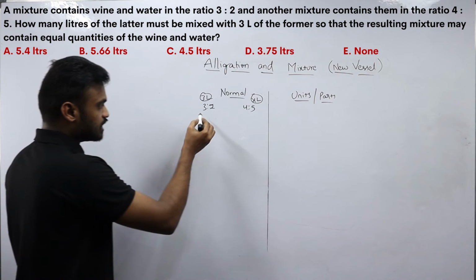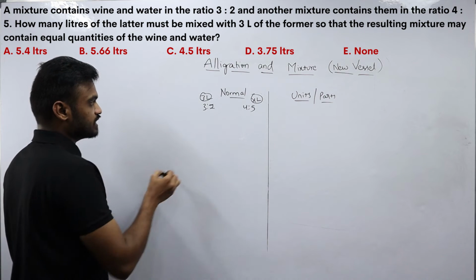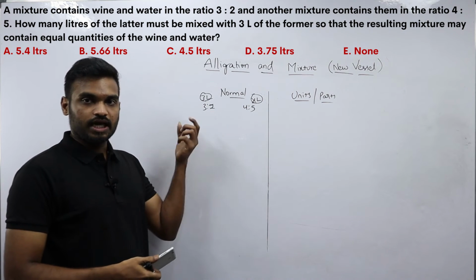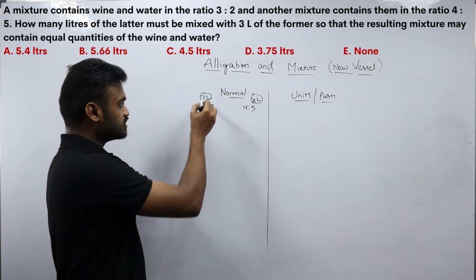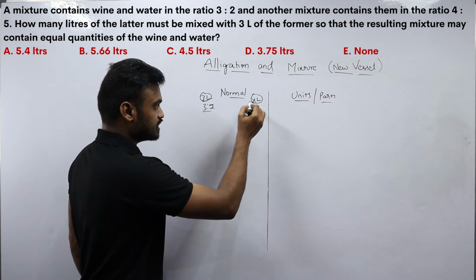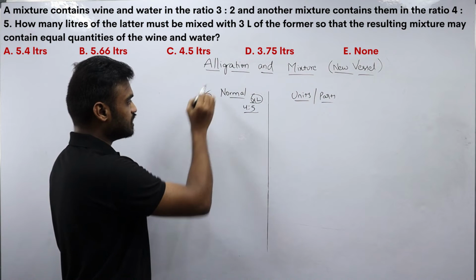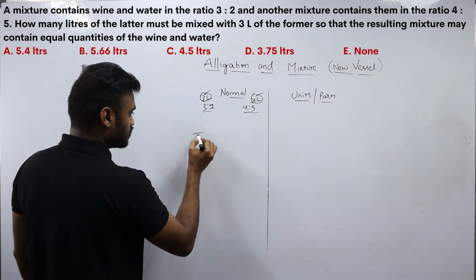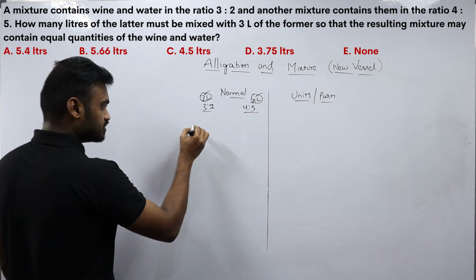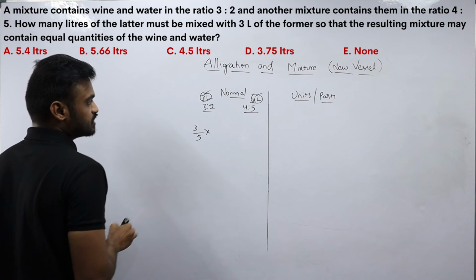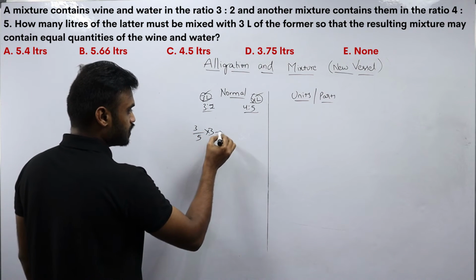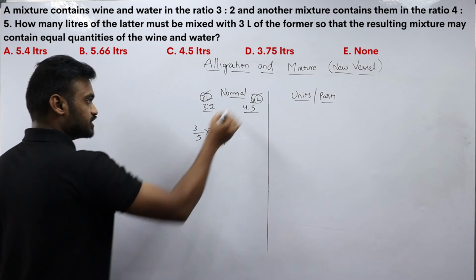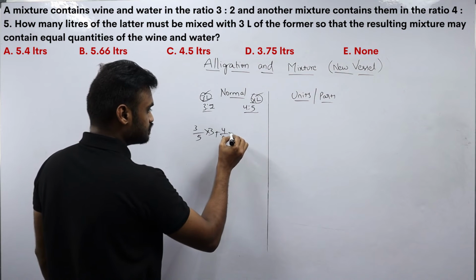Now I will multiply all the first vessel quantities with 3 and all the second vessel quantities with x, because the first vessel is 3 liters and the second vessel is x liters. See here, out of 5 parts, the wine quantity is 3 parts. Since it belongs to the first vessel, I am multiplying it by 3. Plus out of 9 parts, the wine quantity is 4 parts. Since it belongs to the second vessel, I am multiplying it by x.